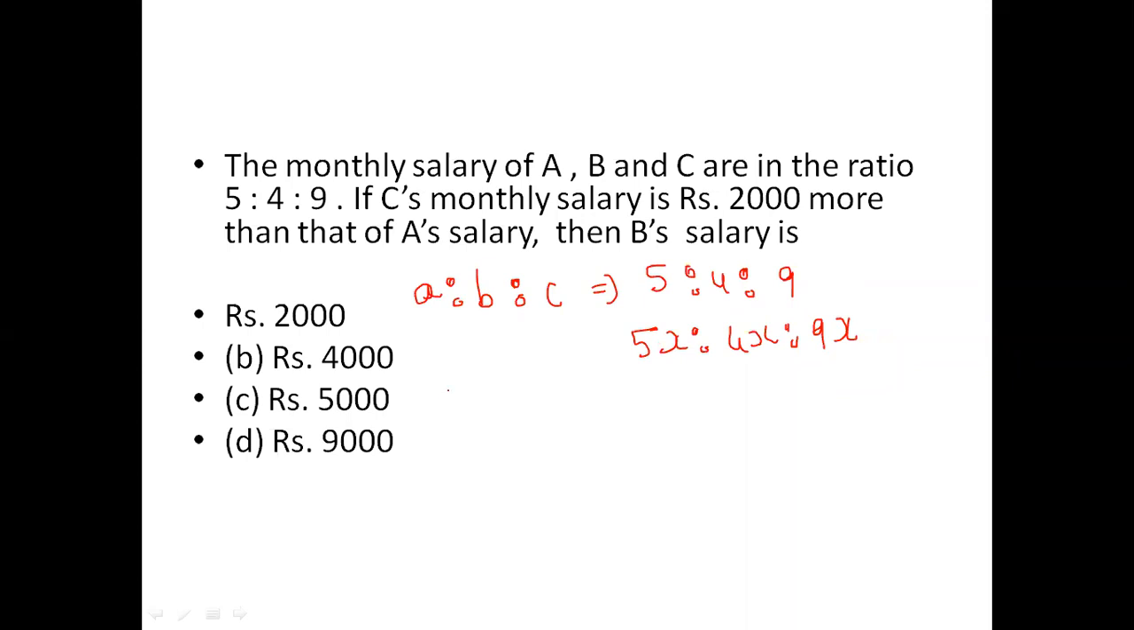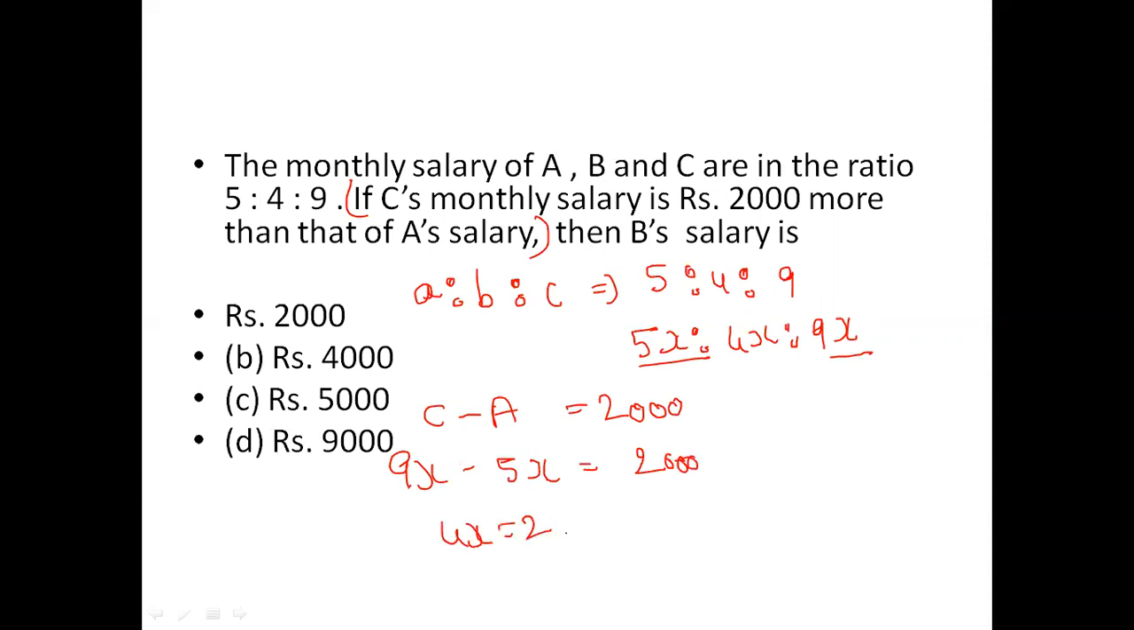So if C's monthly salary is rupees 2000 more than that of A's salary, this is the clue that they have given to find out the common factor, guys. So C's salary is more than A's salary by how many rupees? 2000 rupees. Actually, here C's salary is 9x, A's salary is 5x, because we have written in terms of common factor contribution, right? So C's salary minus A's salary, 9x minus 5x, is equal to 2000. So we got 4x equal to 2000.